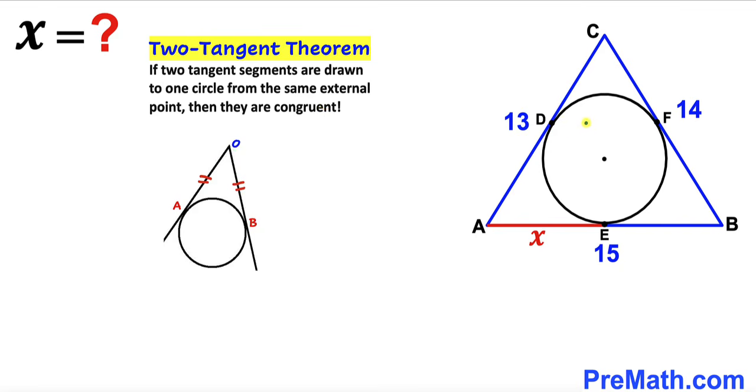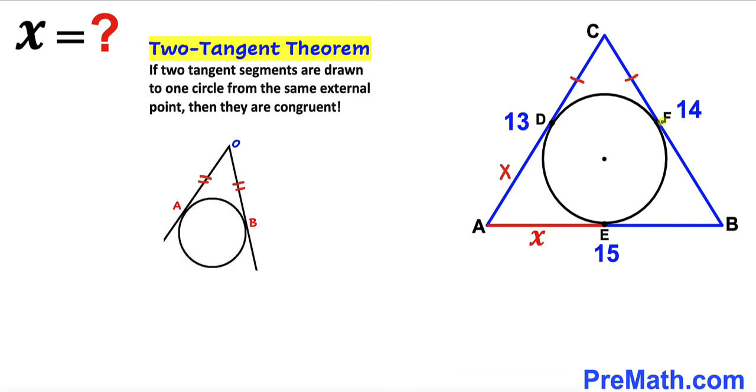Now we are going to focus on the given problem. Let's make an observation. We can see this tangent AE is equal to this tangent AD. If this tangent is X, then this other tangent AD is X as well. And likewise, this tangent CD is equal to this tangent CF. Therefore, we can say that tangent CD is congruent to tangent CF.